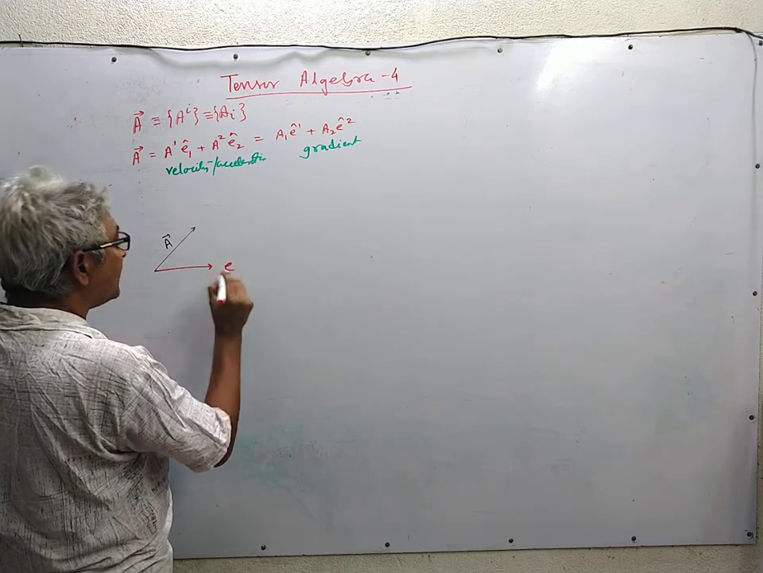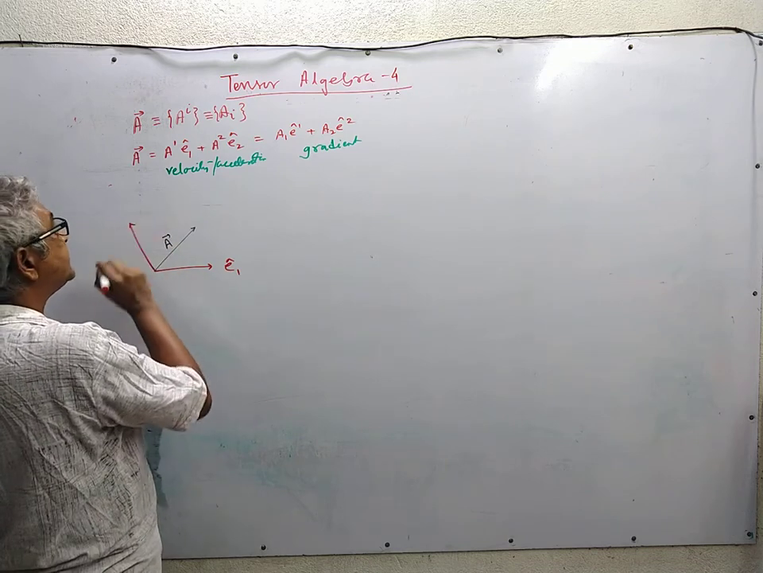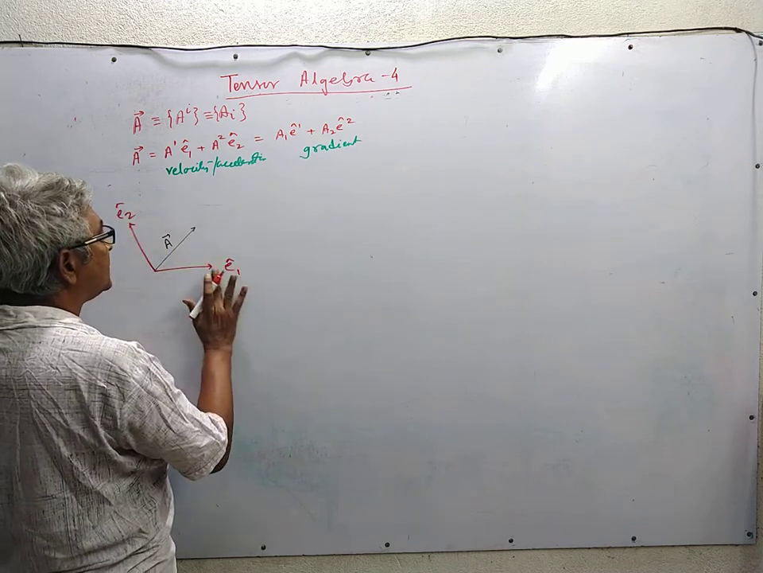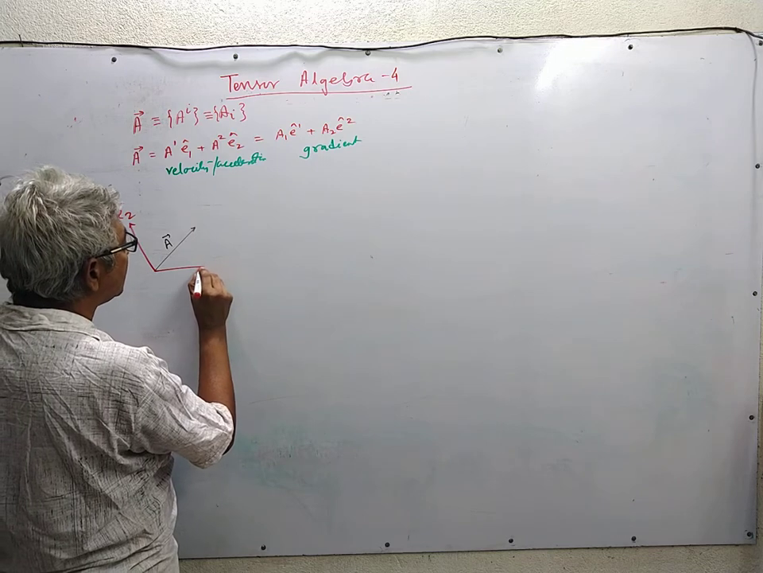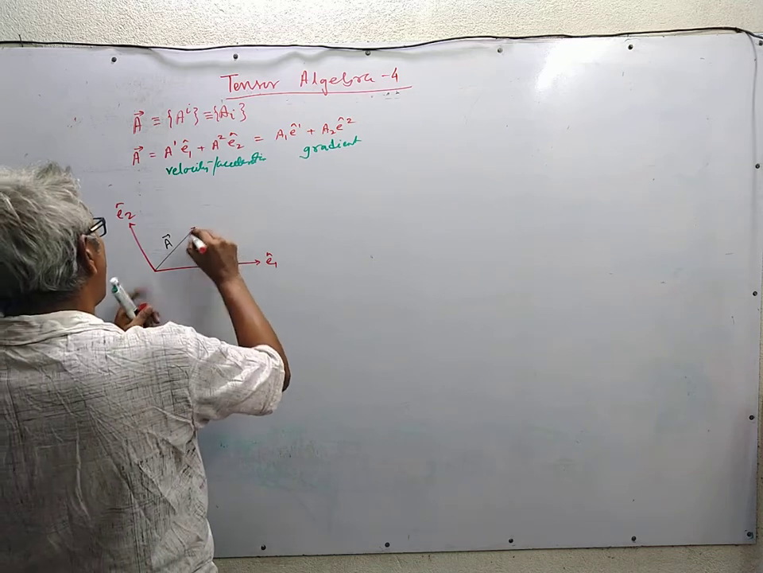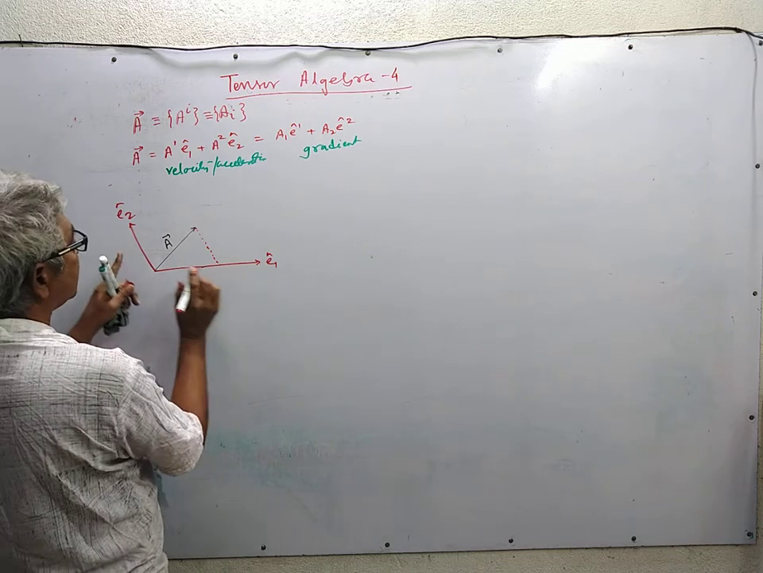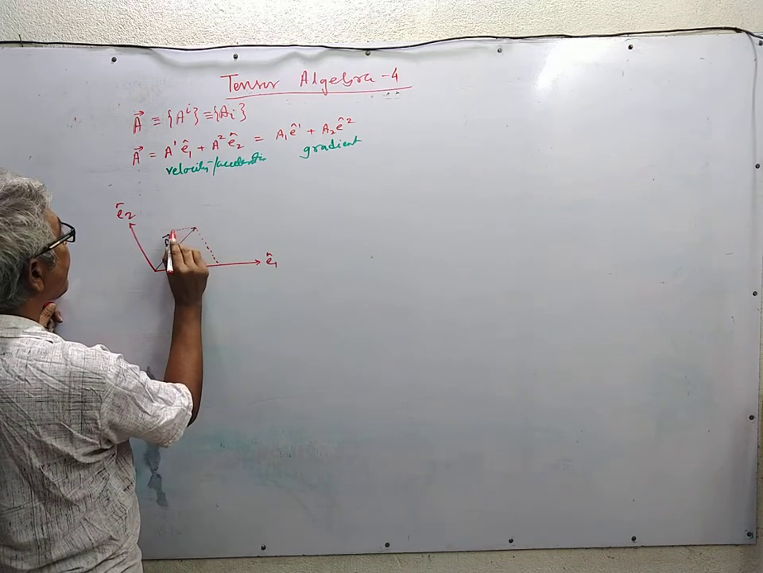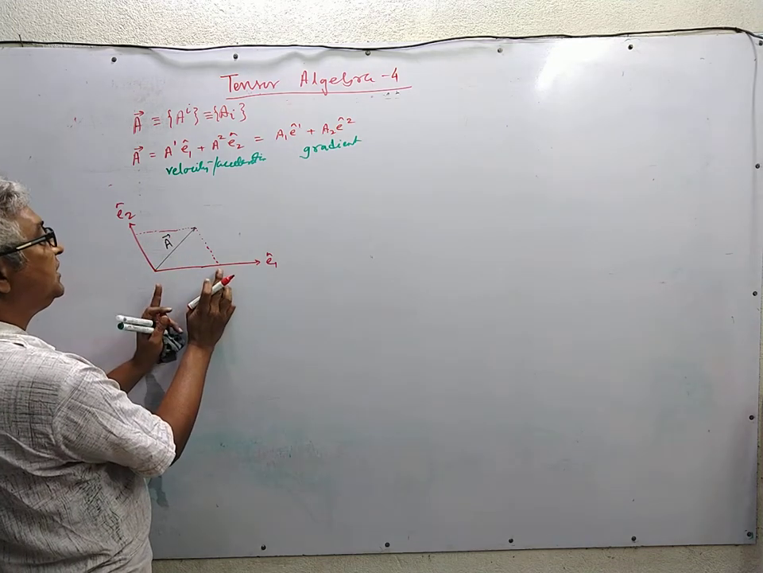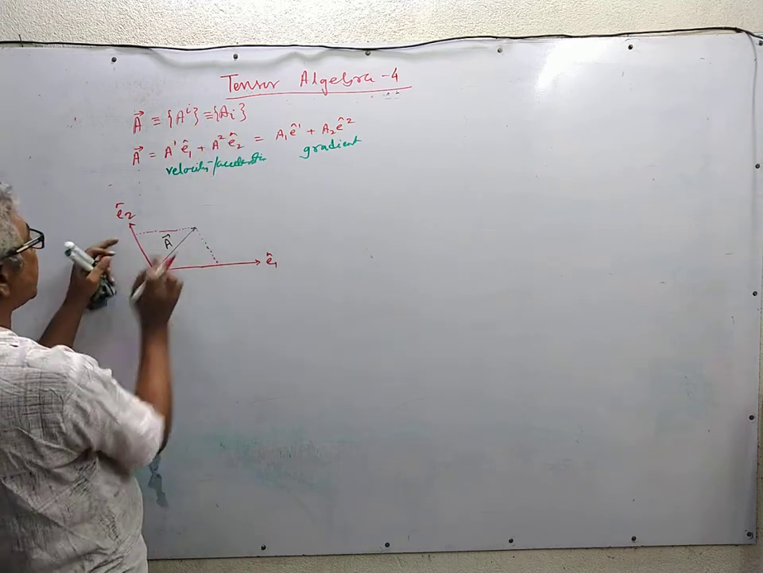So this is the first one, E1 cap, and this is the second tangent vector, E2 cap. If we draw a line parallel to this, this much is E1 A1, this part is this, and this part is this much.